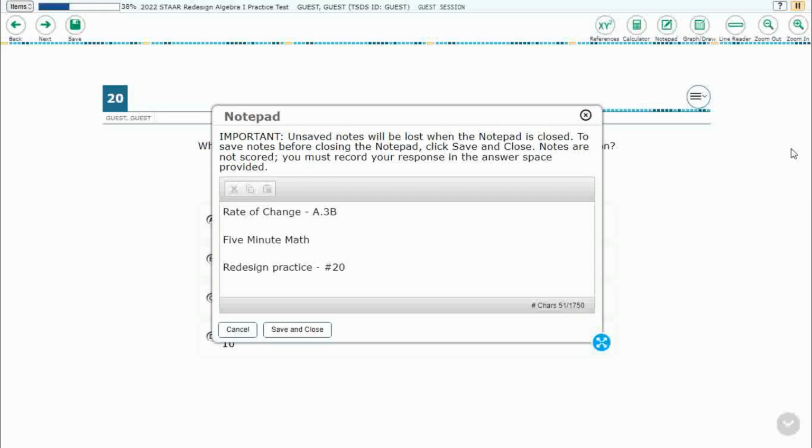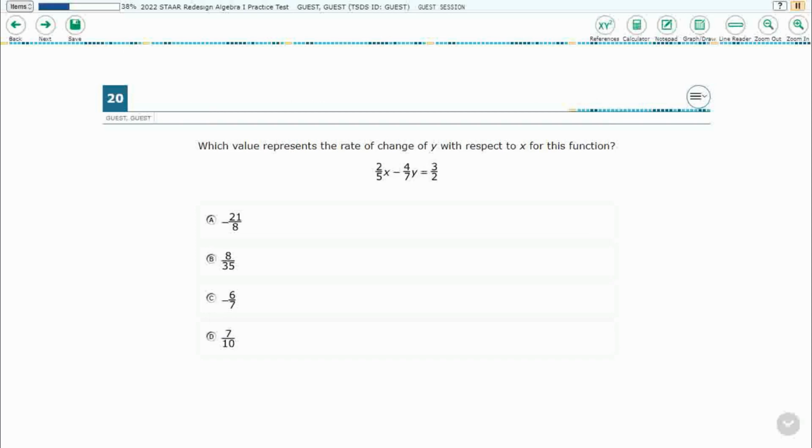Today we are looking at the Algebra 1 concept of rate of change. This is standard A.3B in the great state of Texas, and we are using item number 20 off the Redesign Practice Online STAAR test. If you haven't done so already, please go ahead and take a moment to pause the video, work this problem out on your own, unpause it, and we will look at our answers together.